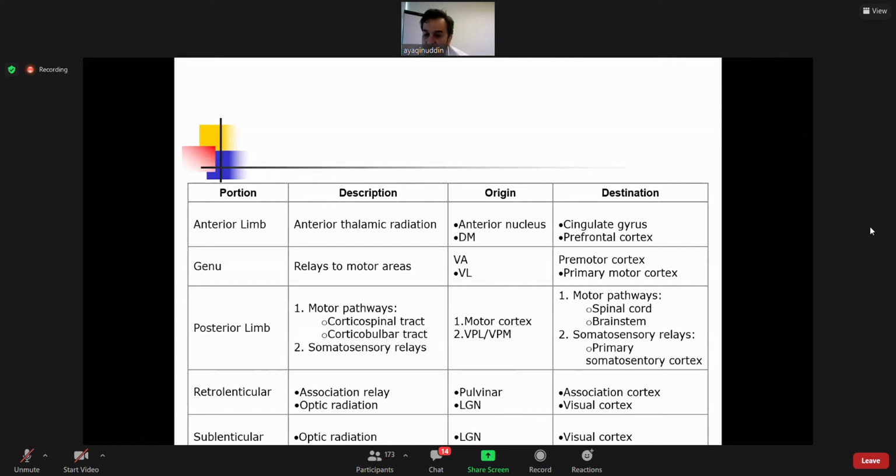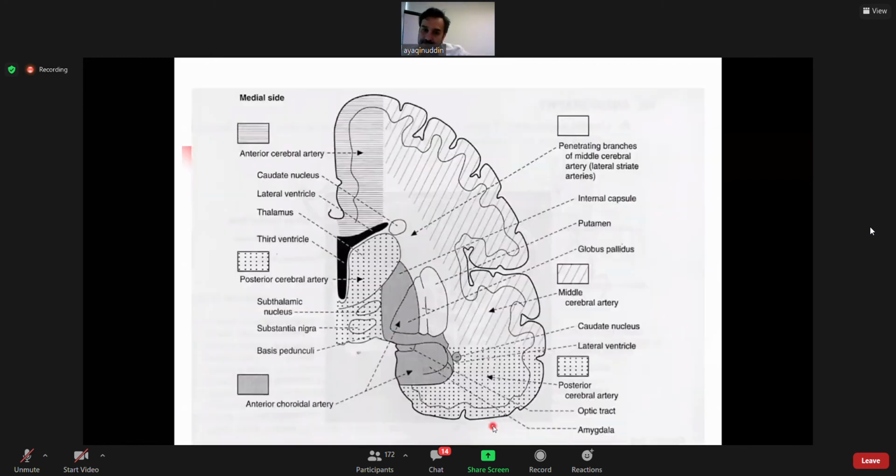The sublentiform part is mainly associated with auditory radiation, but it also has some part of the optic pathway. So in the sublentiform part, the fibers from the lateral geniculate nucleus are going to the visual cortex. The fibers of the auditory radiation are coming from the medial geniculate nucleus and going to the auditory cortex.